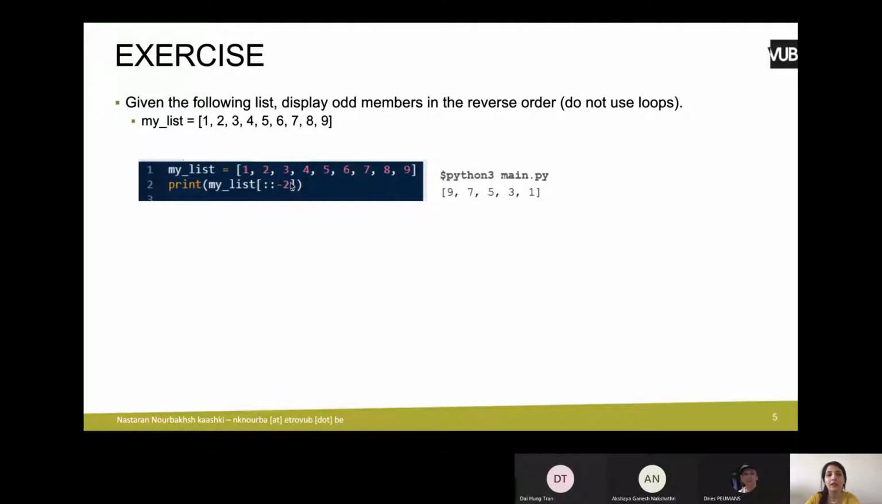So the step should be 2, because you see that it's a natural list, so it includes odd and even members. And it should be in the reverse order, so it should be negative, such that I can traverse the list from this side to this. So then it will show me 9, step 2, 7, step 2, 5, and till the end. So this is how you can work with slicing.